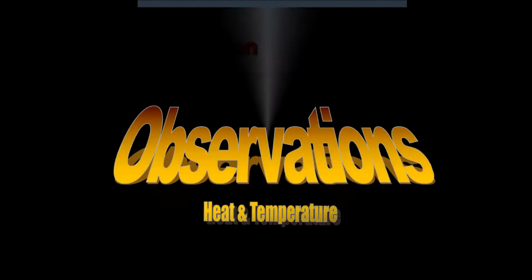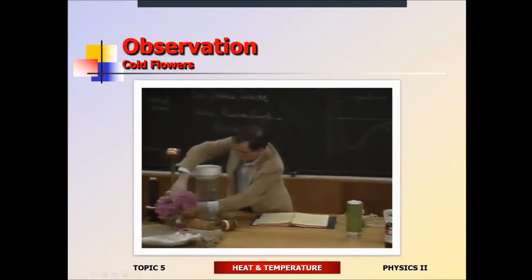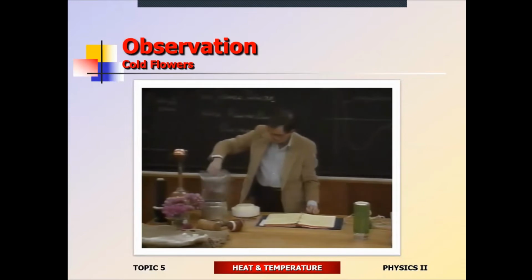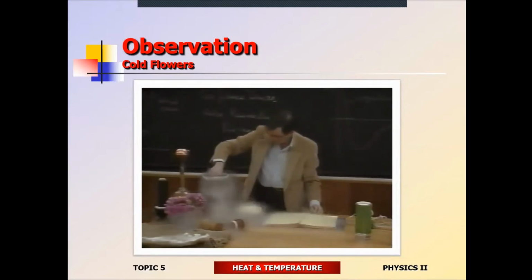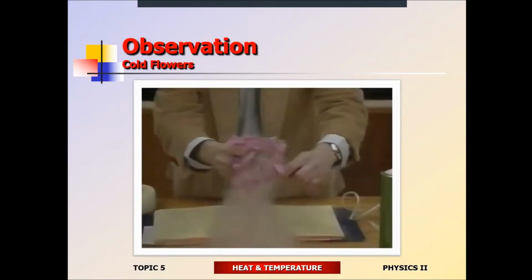Let's start off with a few observations. For example, people tell you to put flowers in the refrigerator. Well, the extreme cold of liquid air really isn't very good for flowers. Let me show you. Interestingly enough, it doesn't change the way the flowers look very much. When I pull them out, they look pretty much the same, but it has made them just a little bit brittle.